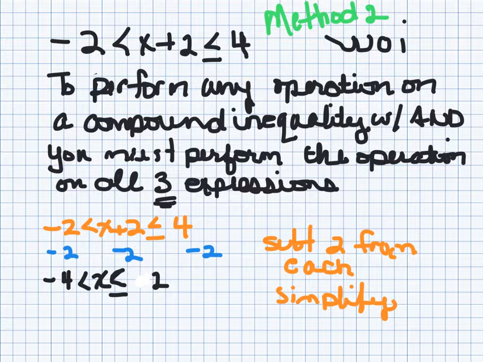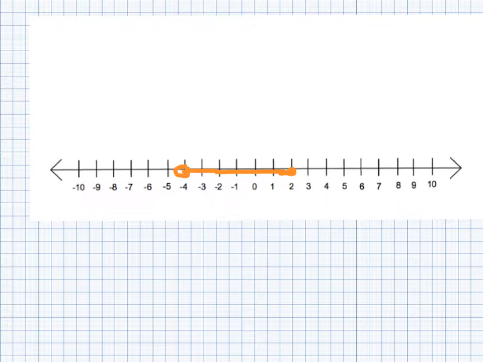So there's two ways to do it, whichever one is easier. And whichever way we decide to do, the solution is going to be all real numbers greater than negative 4, and less than or equal to 2. And so this is how we would graph that.